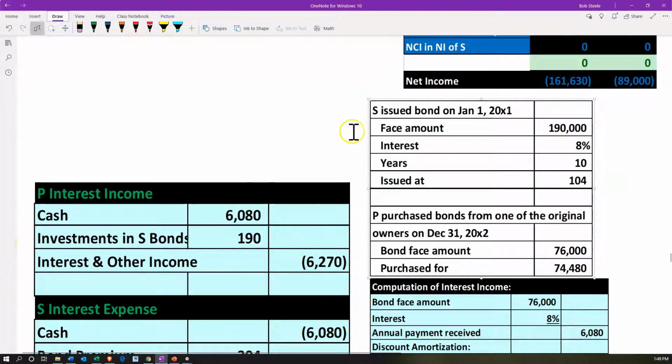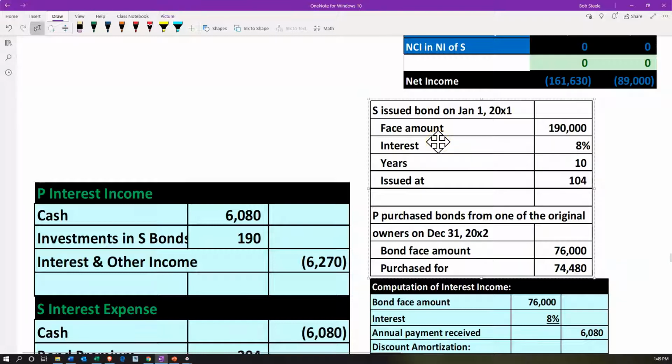So here's going to be our data that we had with regards to the bonds. You recall that S issued bonds on January 1st, 20X1. There was no problem here. They didn't originally issue it to P, so they just issued bonds, no problem. Face amount, $190,000, interest, 8%, the years are 10, and they issued at a premium of 104. So they're going to be recording information on their side with regards to this original issue amount.